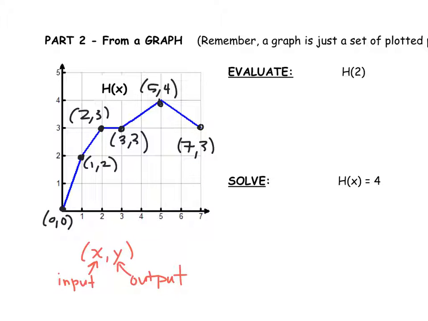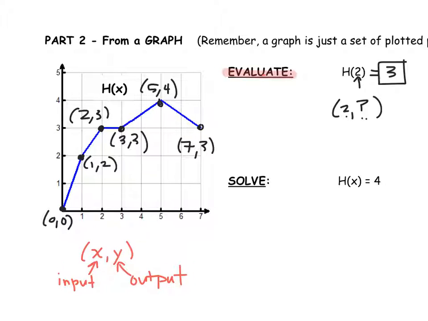Okay, evaluate. Evaluate means find the output. So h of 2 means I know the input is 2, which means I'm looking for what will replace my question mark. If the input is 2, what will be the output? I'm going to look at the points that we found for one that has an input of 2, and it's right here, (2, 3). When the input is 2, the output is 3. So my answer is 3.